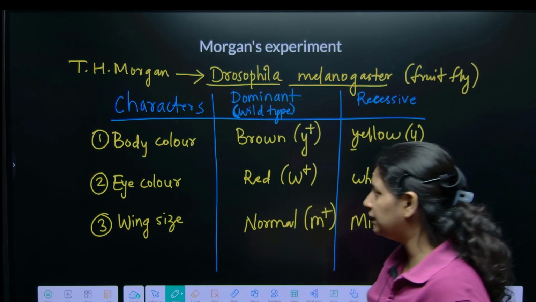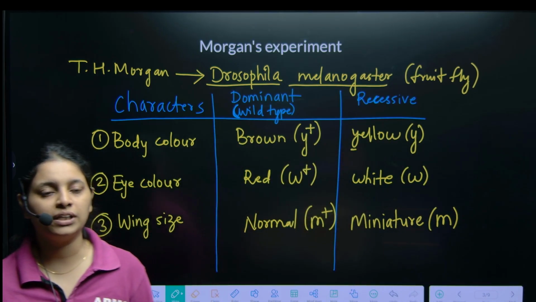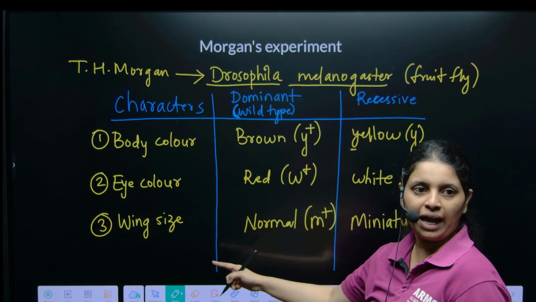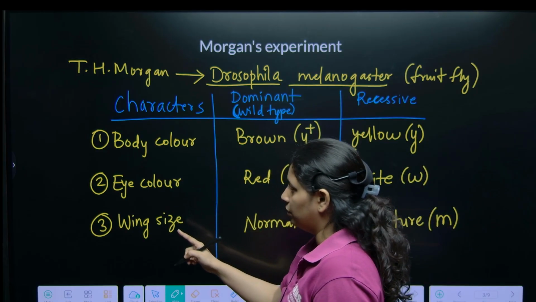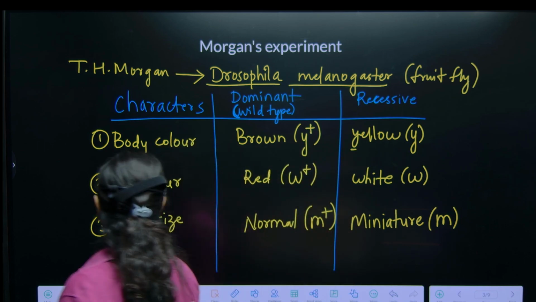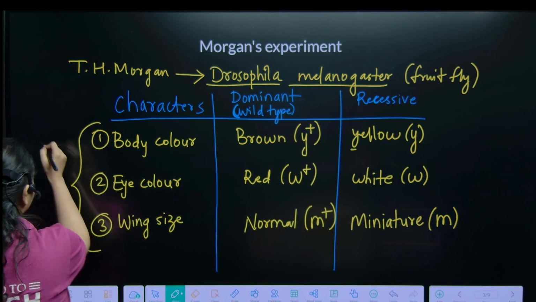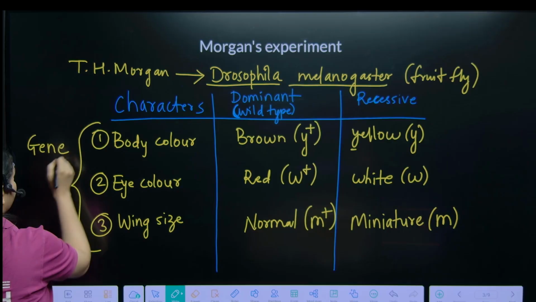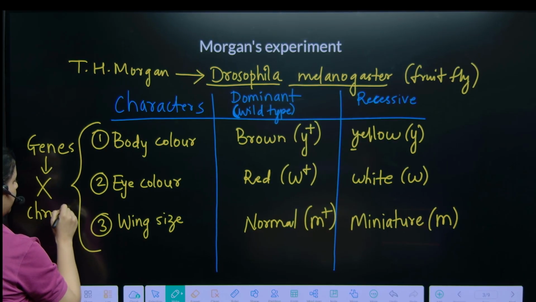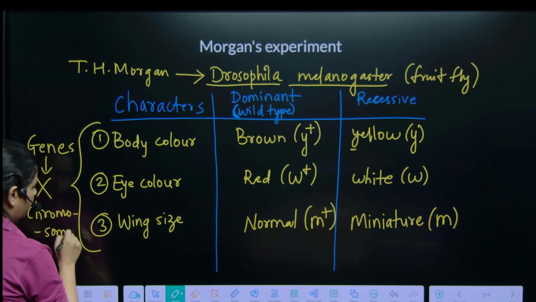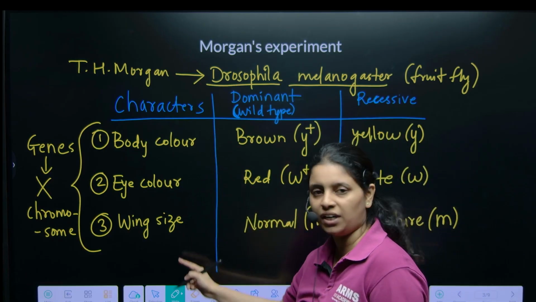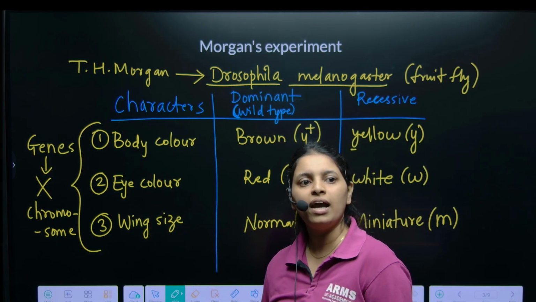Okay. So these are the various characters which were considered by Morgan in Drosophila, and all these characters, body color, eye color, wing size, each one is controlled by a separate gene, and all these genes for these three characters are present on X chromosome. Very important. That is why we say it is sex linkage. All the genes which were studied, their inheritance, these are present on X chromosome.